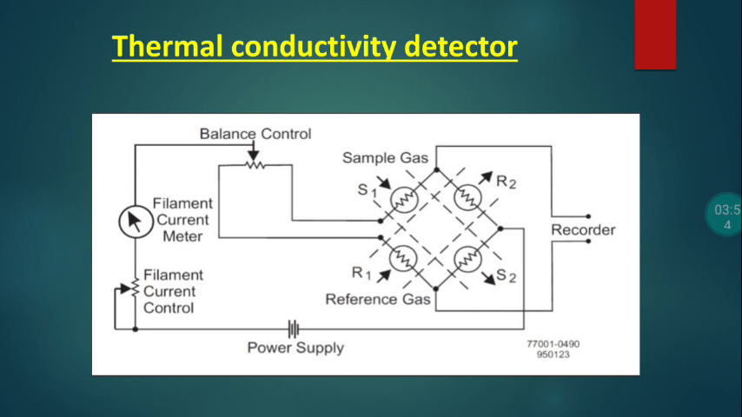the bridge is unbalanced. Because of unequal cooling of the two pairs of thermistors, the extent of imbalance is a measure of the concentration of the column influent in the carrier gas. The imbalance is fed to a recorder to give the chromatogram. As can be easily seen, this is a differential technique based on the difference in the thermal conductivities of the reference and sample. Thermal conductivity detectors are comparatively simple, reliable, and their sensitivity is sufficient for most purposes.